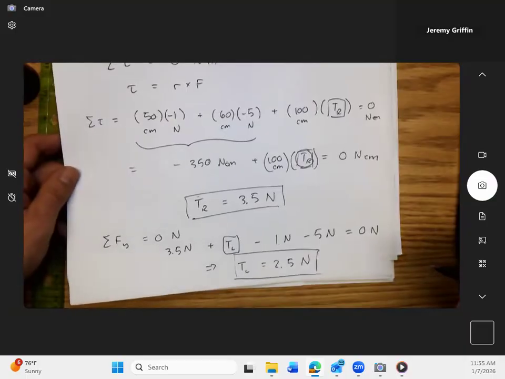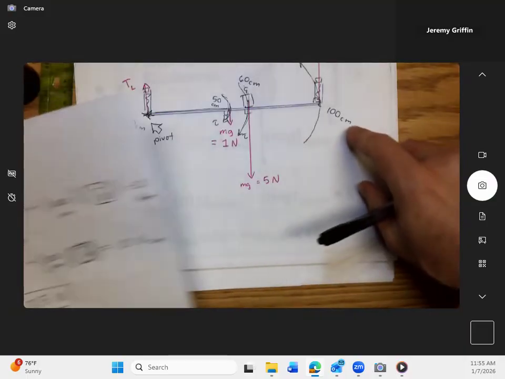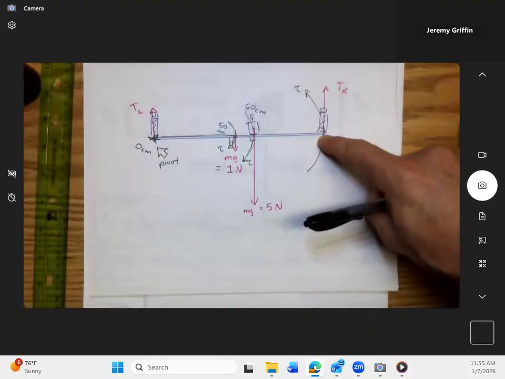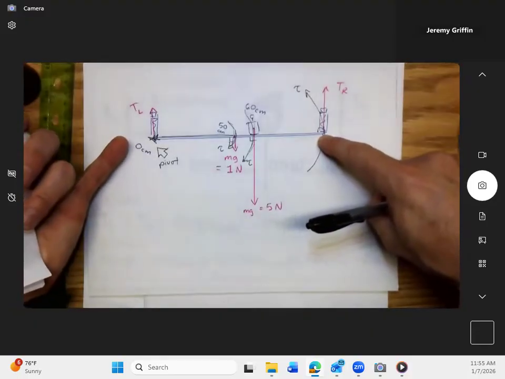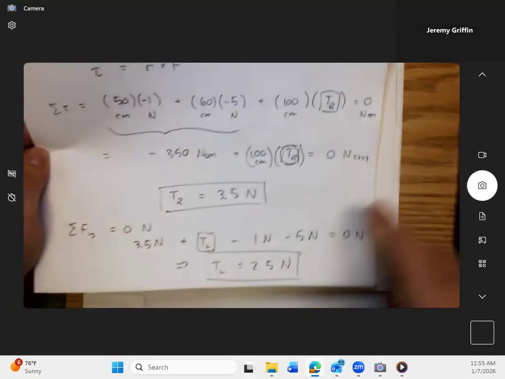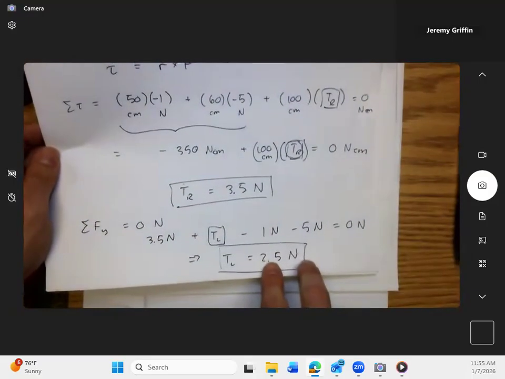Guys, could you do this instead? Could you have started this by picking this point on the far right as the pivot point? And you could have solved for the tension on the left side first using torque. And it would have given you 2.5 newtons. You can do that too.